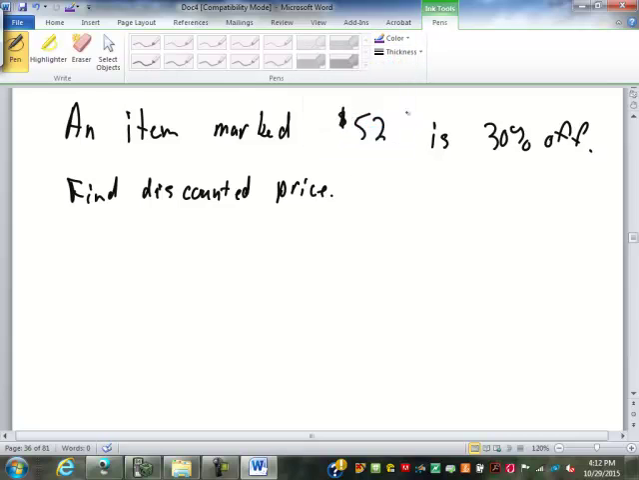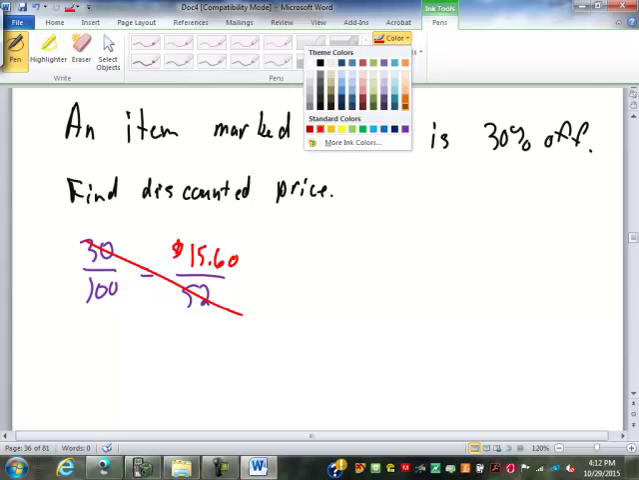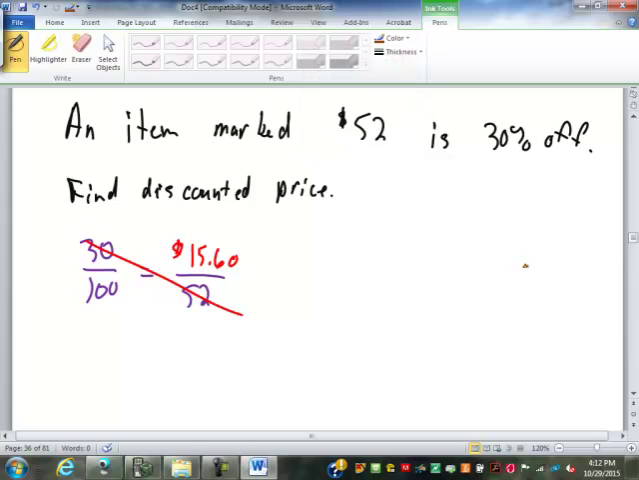Well, here again, we could find 30%. 30% is 30 out of 100 of 52. And we would do 30 times 52 is 1,560. Divided by 100 is $15.60. That's 30% off. But of course, that's not our answer. What do we have to do with that? Yeah, 52 minus $15.60 will give us $36.40 is our new price.